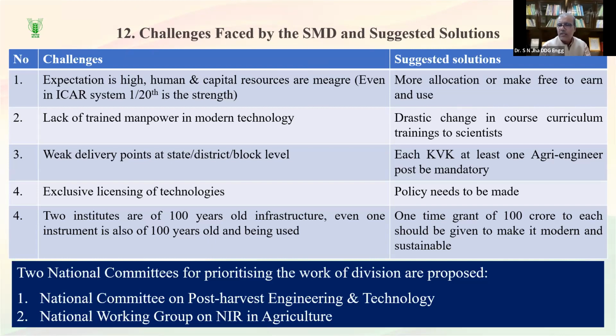One-time grant of 100 crore to each should be given to both institutes. That is NISA, Ranchi, and CIRCOT, Mumbai. 2024 is the 100th year, century year of that. But hardly there are buildings. If you visit NISA, Ranchi, buildings are collapsing, but hardly any money is there to repair them.